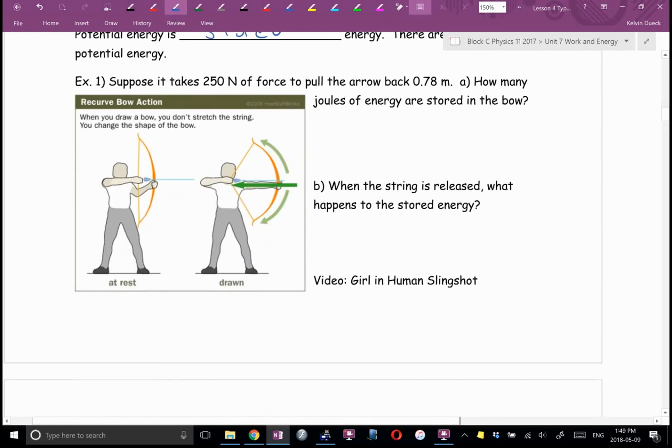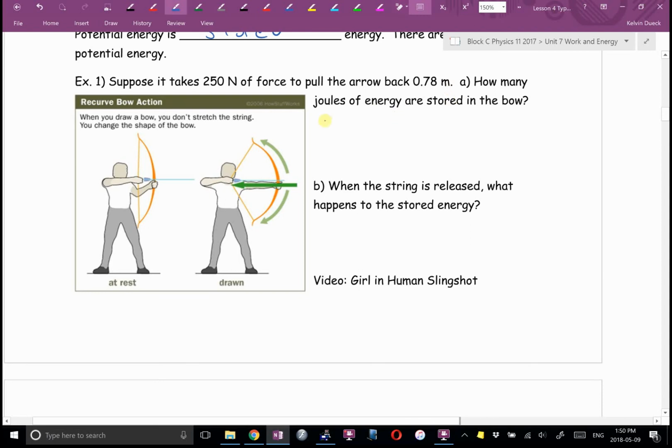A classic one is a bow and arrow. When you pull on a bow, you're exerting a force. When you stretch it, you're stretching it over a distance. There is a force, there is a distance. You have done work, which means you have added energy to the system. You have stored energy in the bow. Suppose it takes 250 newtons of force to pull the arrow back 0.78 meters. How many joules of energy are stored in the bow?